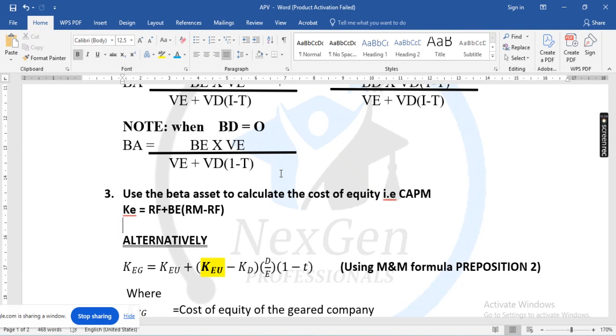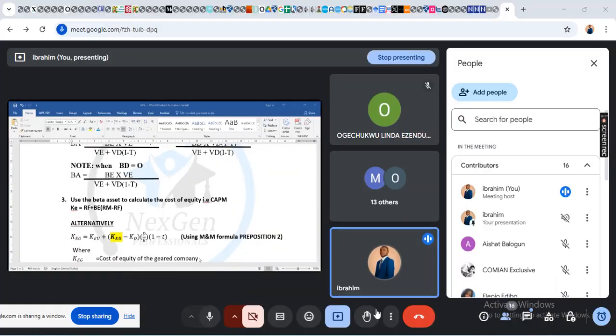Alternatively, you could say, oh, if the cost of equity of the geared company is given to me, I need to make the cost of equity of the ungeared company the subject of the formula, then the market value of debt, right, divided by the market value of equity of the ungeared company, which is the proxy company, and 1 minus t, right? It is assumed that it will be financed by what? By equity. And don't forget the Modigliani and Miller assumption that there is no transaction cost, there is no taxation, there is no this, there is no that, right?